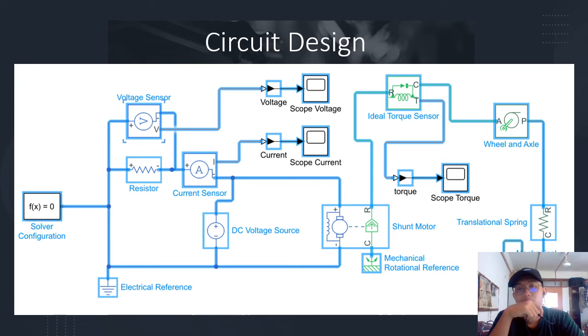Then we have the shunt motor. The shunt motor will convert the electrical energy to mechanical energy. The shunt motor is connected to the wheel and axle. The wheel and axle will generate the movement to move our garage door. And then this wheel and axle is connected to an ideal torque sensor. This is a sensor that will detect the torque in our circuit.